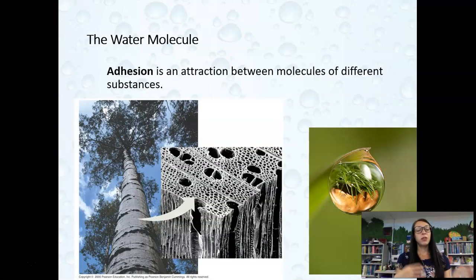The flip side of cohesion is adhesion, and adhesion is the attraction between molecules of different substances. This would be, for example, the attraction between water molecules and glass, or water molecules and the tree bark, or what would be called the xylem. Maybe you can think of it like capillary action. In little babies, if they go and have a blood draw, let's say, they're not going to stick a needle in them and pull out blood.